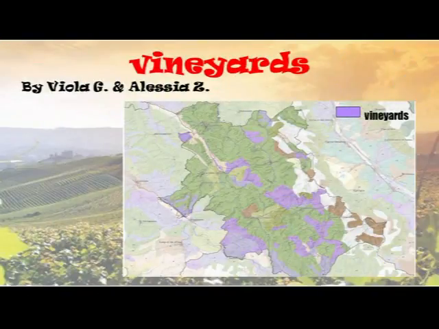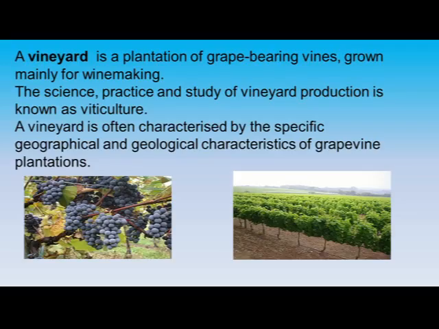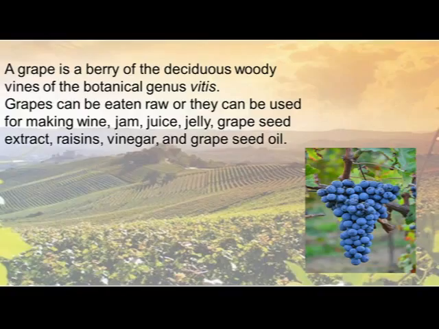Vineyard, by Viola and Alessia. A vineyard is a plantation of grape-bearing vines grown mainly for winemaking. The science, practice, and study of vineyard production is known as viticulture. A vineyard is often characterized by the specific geographical and geological characteristics of the grapevine plantation.